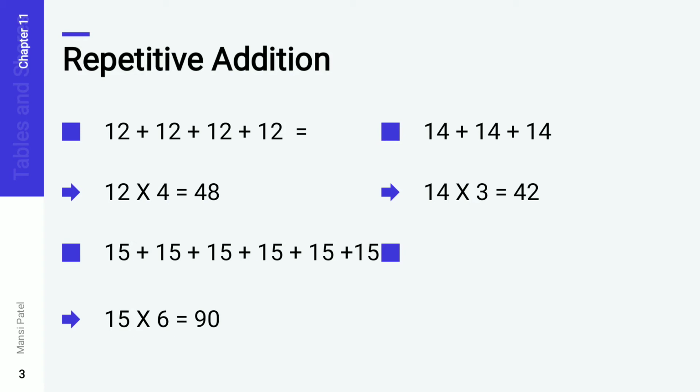Then after that, the next one. Here the number 17 is there, and how many times is number 17 there? Number 17 is four times. So here we have to do the multiplication of 17 multiplied by 4. 17 multiplied by 4 is equal to 68. So we can say that 17 fours are 68, or if we are adding number 17 four times, then the answer is 68.